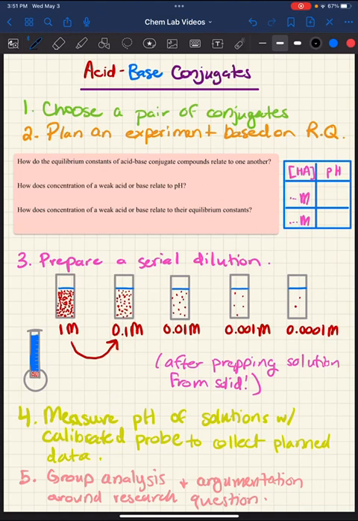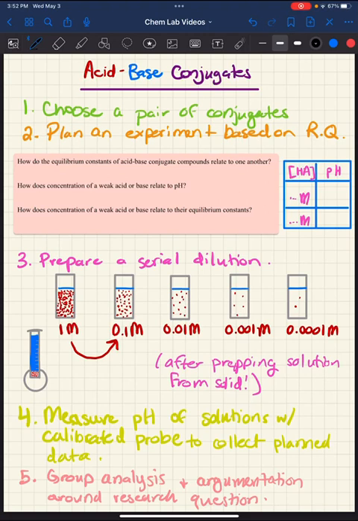All right. Once you've done that as a group, you will look over the guidelines and the protocol again, although you should already have done that before taking your pre-lab quiz. You will plan an experiment based on one of the research questions below. So you'll choose one as well, a research question, to be your guiding problem. And so these questions are: how do the equilibrium constants of acid-base conjugate compounds relate to one another?